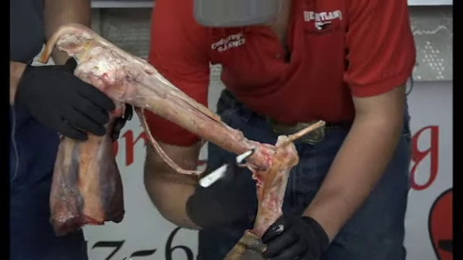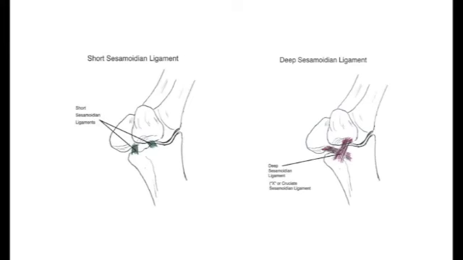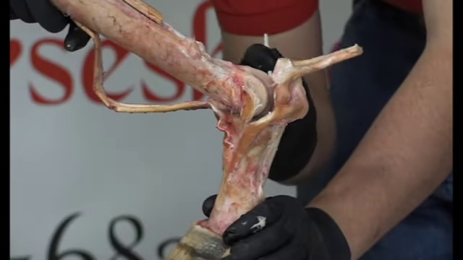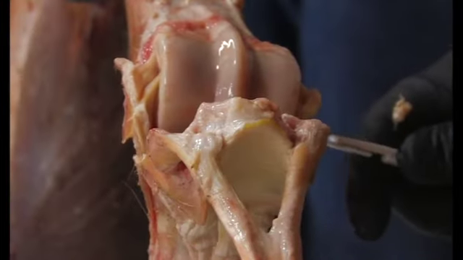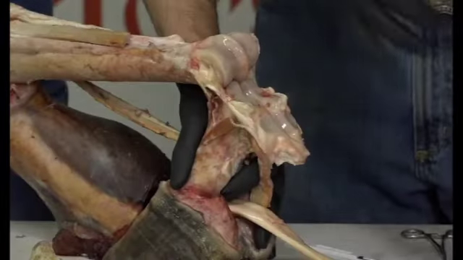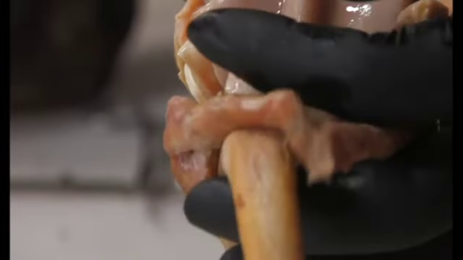I'm going to cut through our collateral sesamoidean ligaments, the collateral ligaments of this metatarsal phalangeal joint. And this is going to be our best view to be able to see our deep or cruciate sesamoidean ligament and our short sesamoidean ligament. What's happened is we've pulled this joint back and drained the synovial fluid on it.